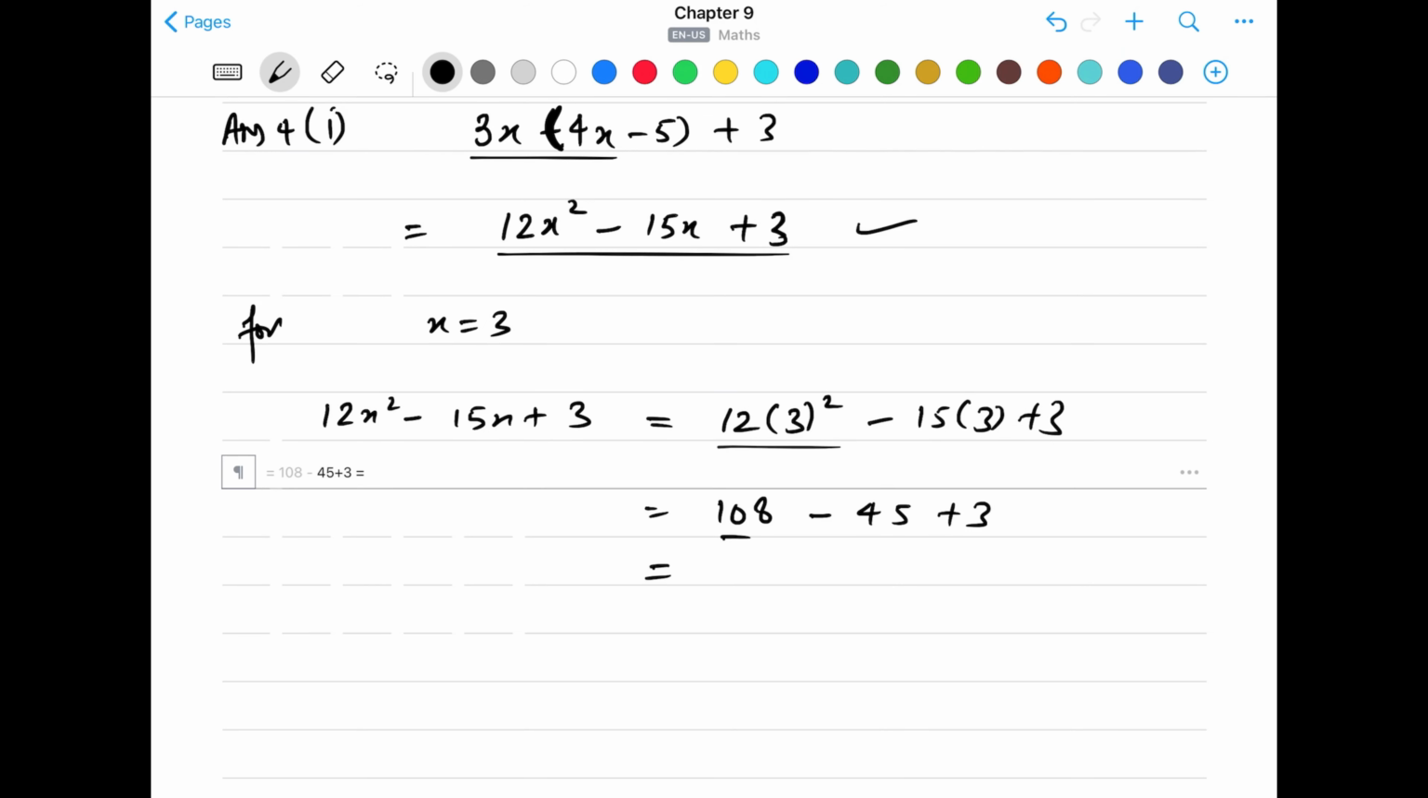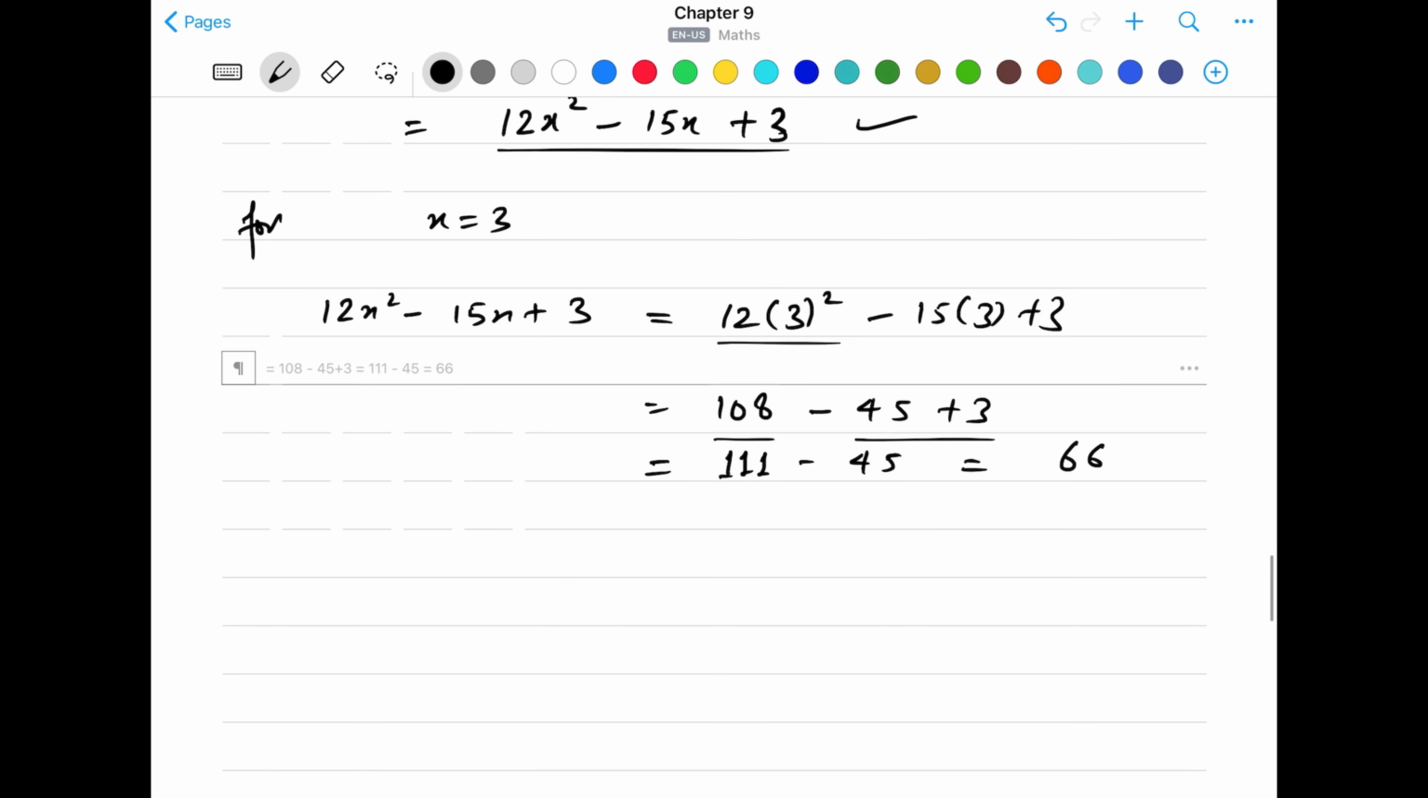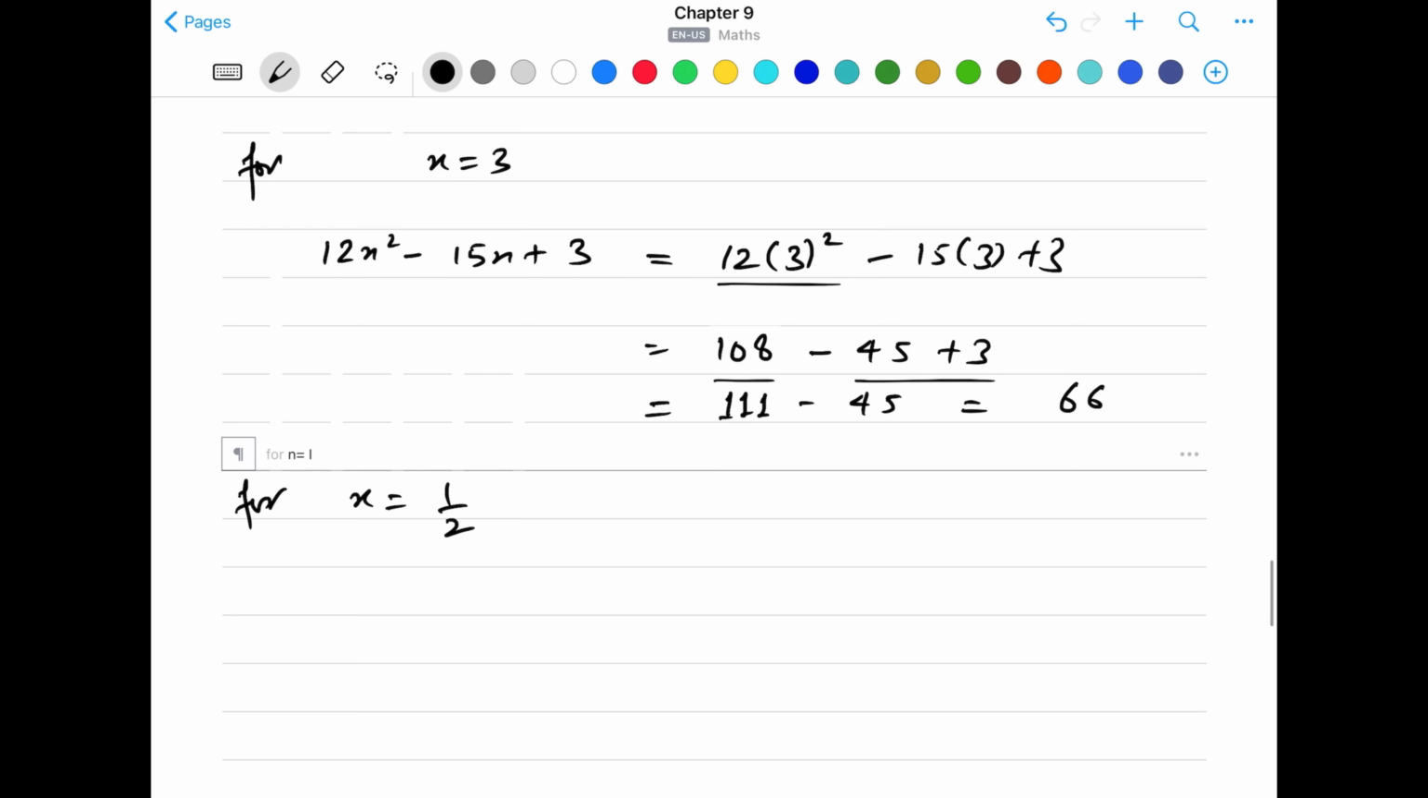So first we will add the positive terms, that is 108 plus 3 will be 111. And then we have this minus 45. 111 minus 45 will result as 66. So that's the answer for x equals 3. Now let's find for x equals 1/2. So now we are going to replace all the x in this expression, 12x square minus 15x plus 3, by 1/2.